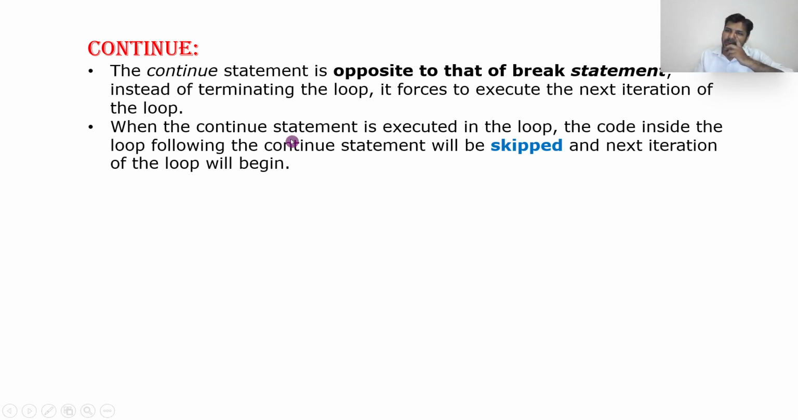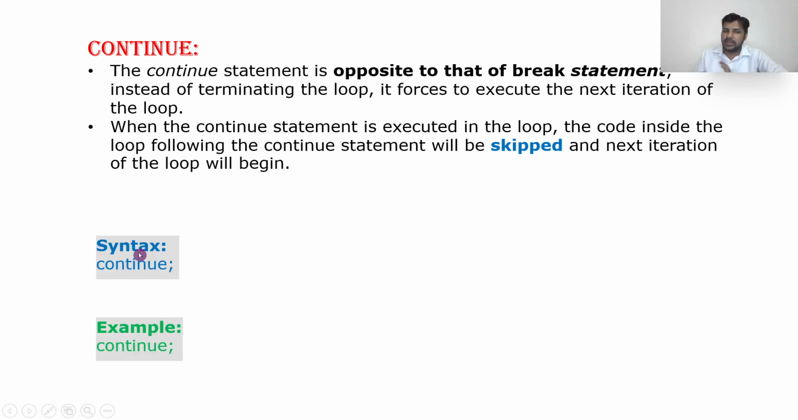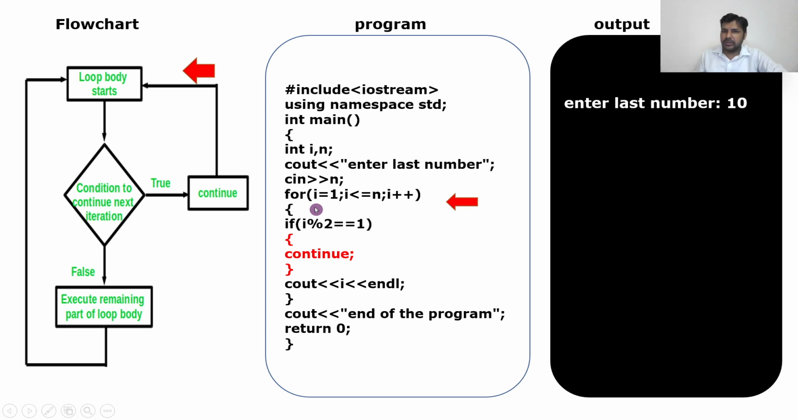Let me explain the program so you can understand easily. Same syntax and example. Now let us see the program. First I have taken the same program, but the only difference is if I % 2 == 1, that means a number divided by 2 gives remainder 1, then it has to do continue. If the condition is satisfied, it will continue, that means it will skip. If the condition fails, it will print. That means all even numbers will be printed, all odd numbers will be skipped.